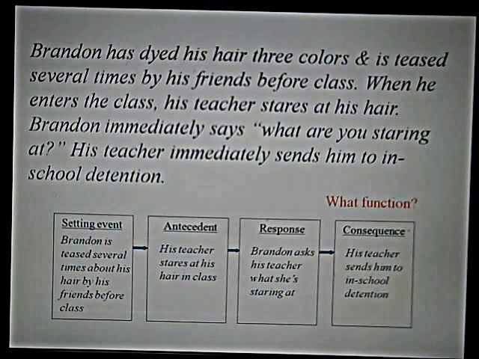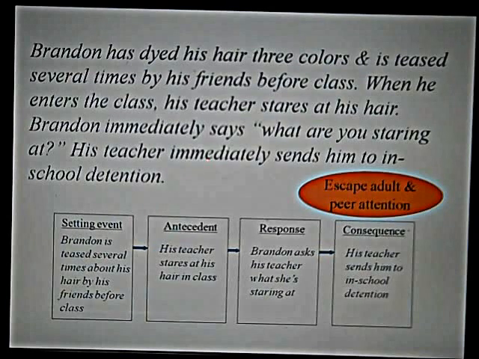So now we say, what's the function? We have Brandon, who is teased several times by friends prior to coming to class. Then he enters the classroom and is triggered by a teacher staring at his hair. He immediately gets angry and says, "What are you staring at?" and gets upset. And in response, the teacher sends him to in-school detention. The function of Brandon's behavior was to escape adult and peer attention.